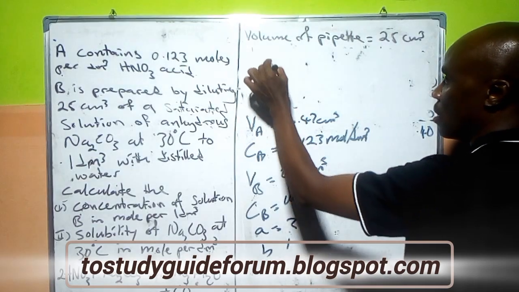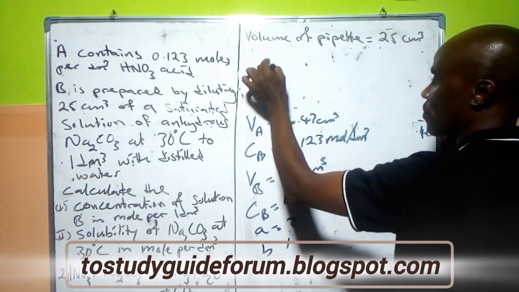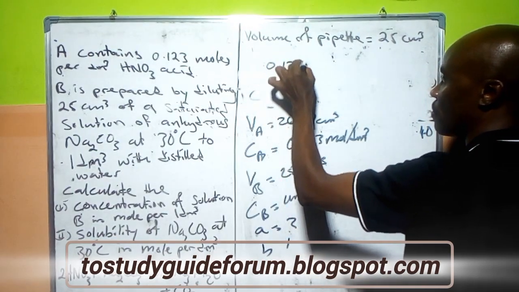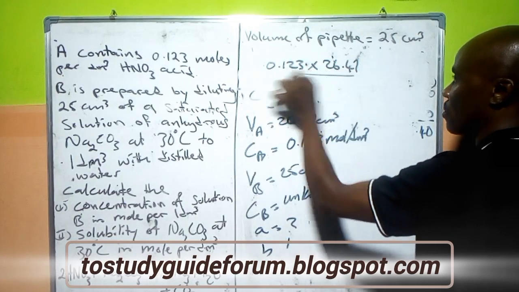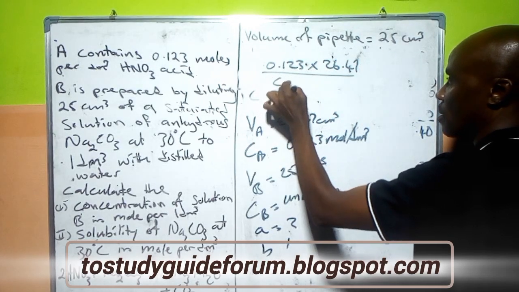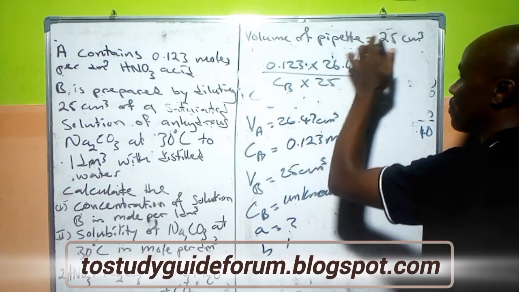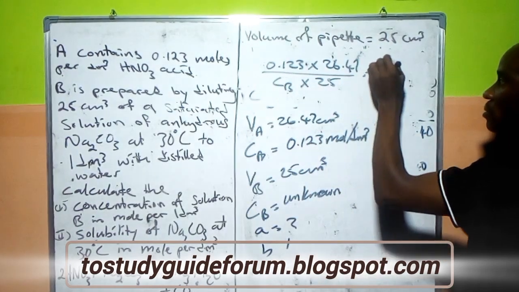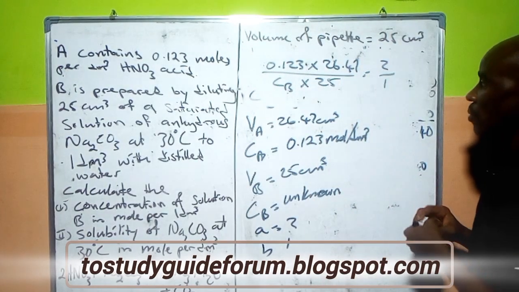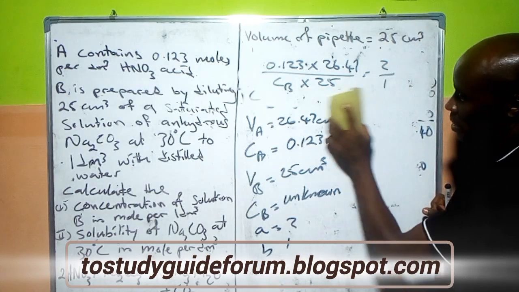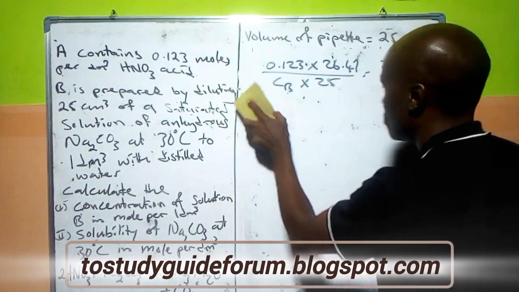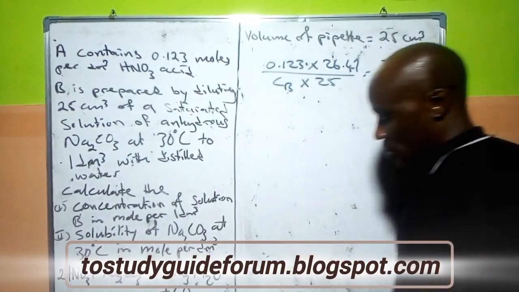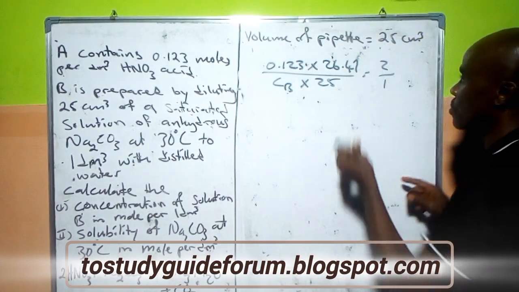So when we substitute everything we have here, the concentration we have times 26.47, all over CB times 25, will equal 2 over 1. So we have all the values we need. I think we can clean up this place. So all the values we need are here. The next thing we are going to do now is to compute the whole thing.